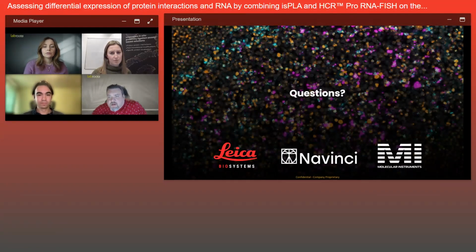Is isPLA compatible with Alexa Fluor secondary antibodies? So our fluorescent kits already come with the detection mixtures. If you have a secondary detection IF, then you would need a secondary fluorophore, an Alexa Fluor dye, for example. But in this case, you have everything that you need in the assay, in the kit that you receive. So there's no need to buy anything extra.